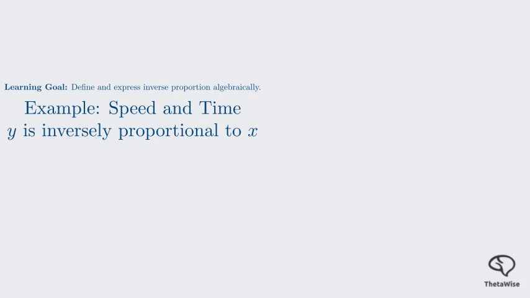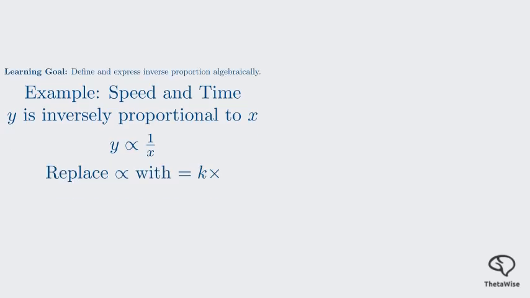In algebraic terms, we write y alpha 1 over x. This tells us that y is proportional to the reciprocal of x. Just like before, we replace the alpha symbol with an equals sign and a constant k. This gives us the equation y equals k divided by x.